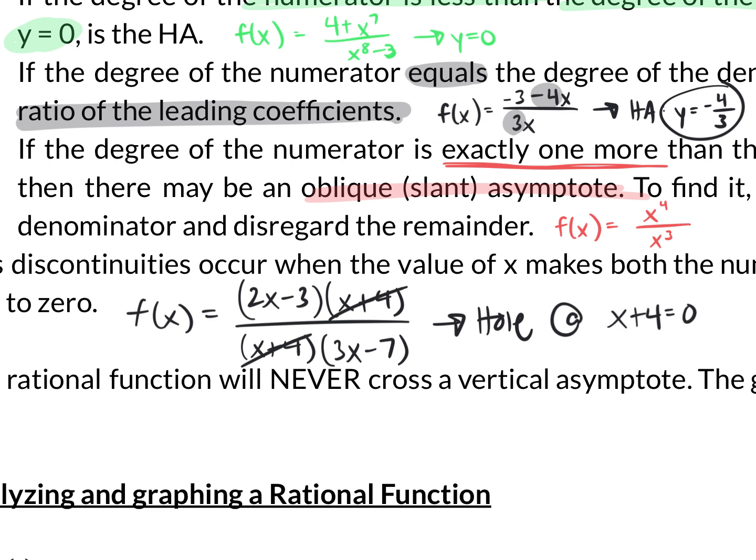Because if I had 0 in the denominator, we can't have that. We can't divide by 0. So what would make that 0 for x? -4, right? So we'd have a hole at x equals -4, depending on whatever our function looks like when we're graphing it. We would denote that with an open circle on our graph.